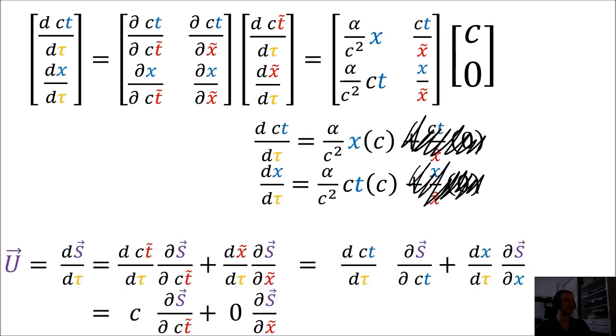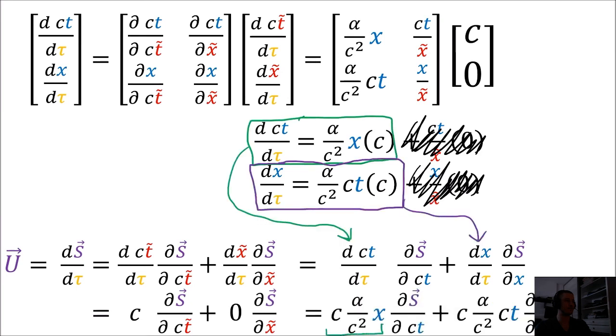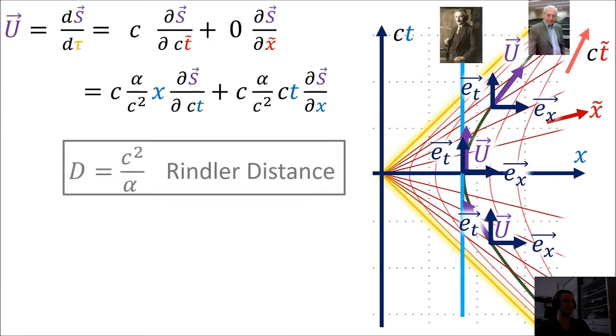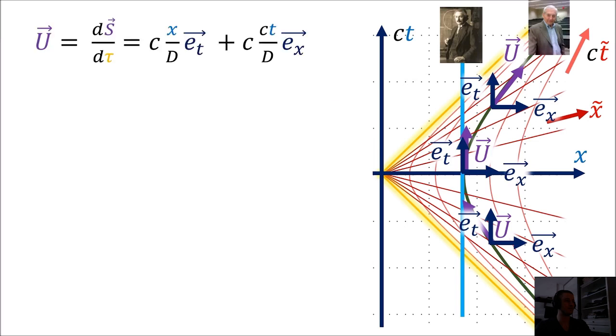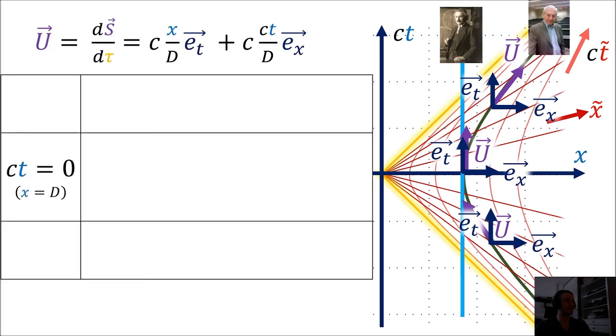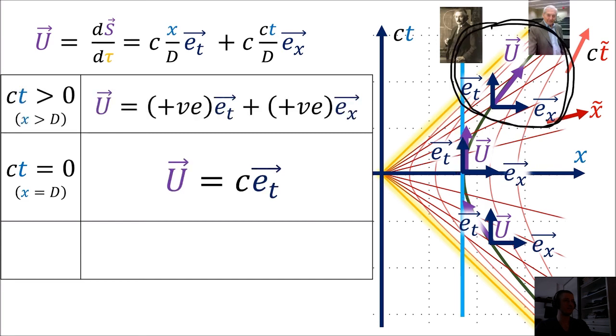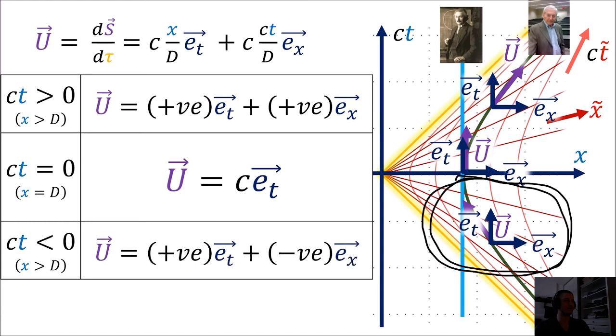And Rindler's four-velocity components in Einstein's frame are just c times alpha over c squared times x for the time component, and c times alpha over c squared times ct for the x component. And again, if we recall that c squared over alpha is the Rindler distance, we can replace alpha over c squared with 1 over d. We now have Rindler's four-velocity vector components written in Einstein's basis, and we can again confirm that they match our diagram. On the x-axis, where ct equals 0 and x equals d, Rindler's four-velocity is completely vertical, as expected. And for ct greater than 0, its time and x components are both positive, so it points toward the upper right. And for ct less than 0, the time component is positive, but the x component is negative, so it points to the upper left, also as expected.